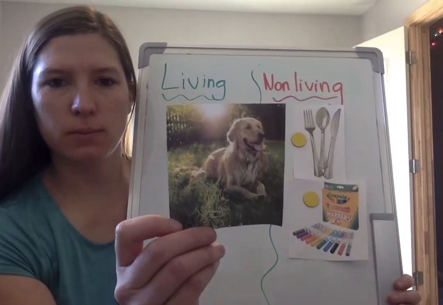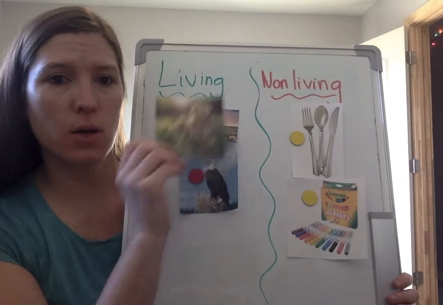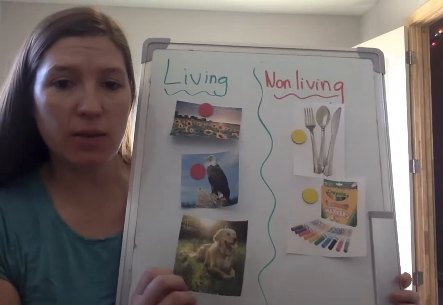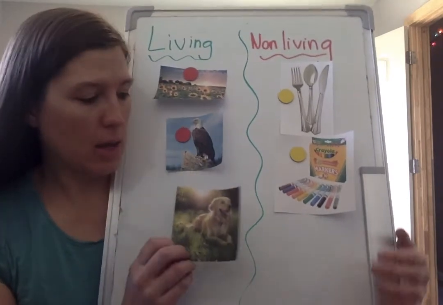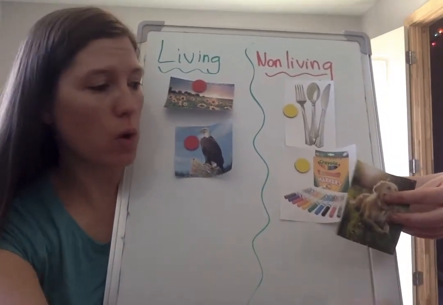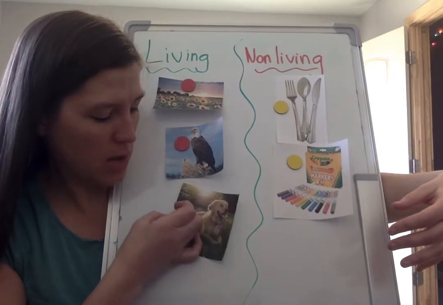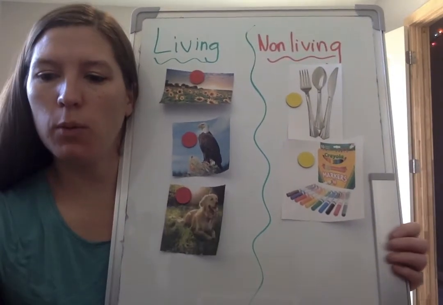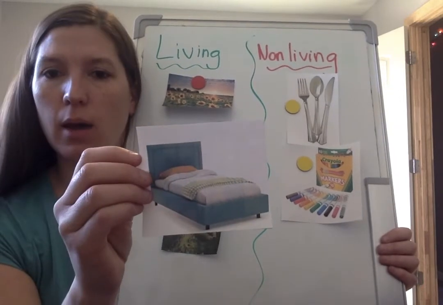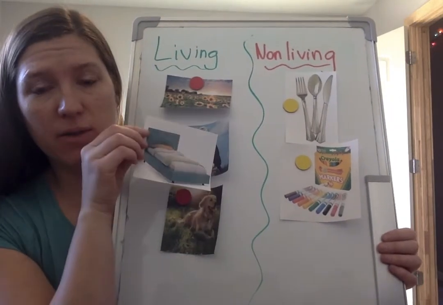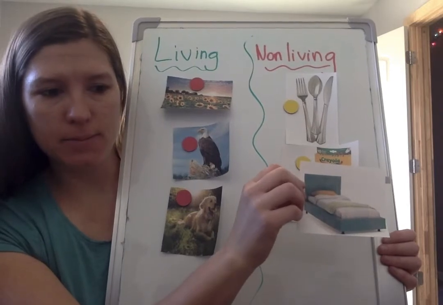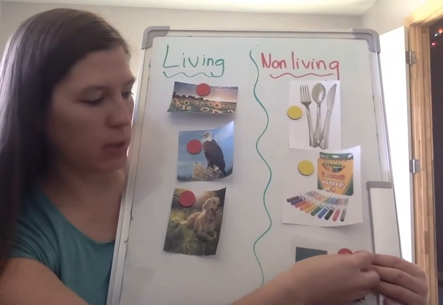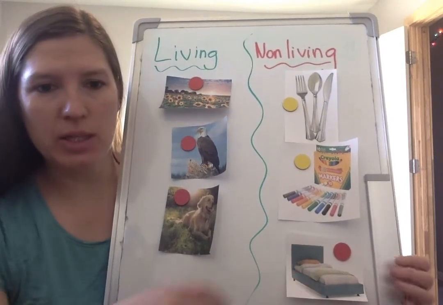A dog. Is a dog living or non-living? Where should I put it? It's living. A dog is a living thing because a dog needs food, water, a place to live, and air to breathe. One more picture. A bed. Is a bed living or non-living? It's non-living. A bed does not need water, does not need food, does not need a place to live, and does not need air.